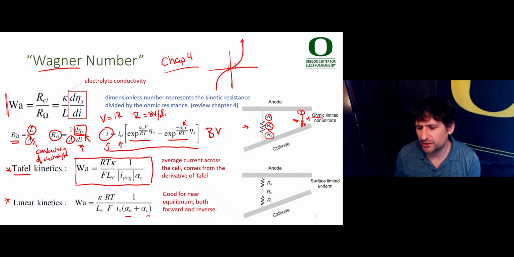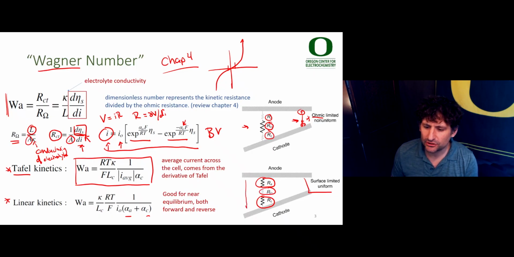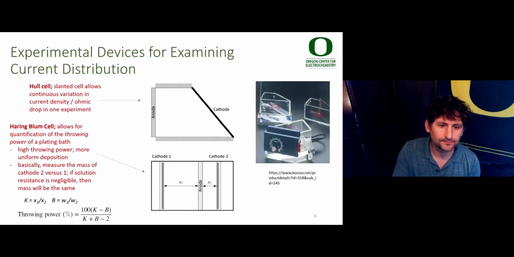But imagine another situation where the activation resistances, the charge transfer resistances, those are large. In that case, the ohmic resistance is small, so it doesn't really matter that it needs to travel farther here than here. You'll get a uniform deposition no matter where you are on the cell. And that's just because the variation of ohmic resistance is unimportant due to the fact that the kinetic resistance is dominating the response of the circuit. There are standardized experimental devices for examining the current distribution.